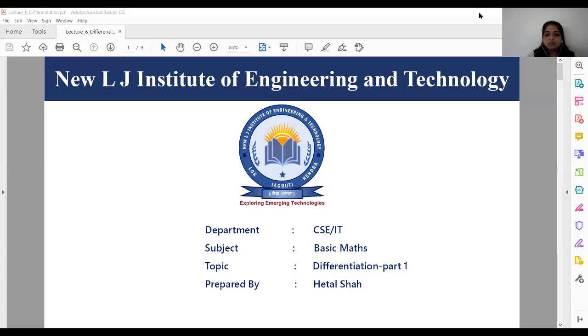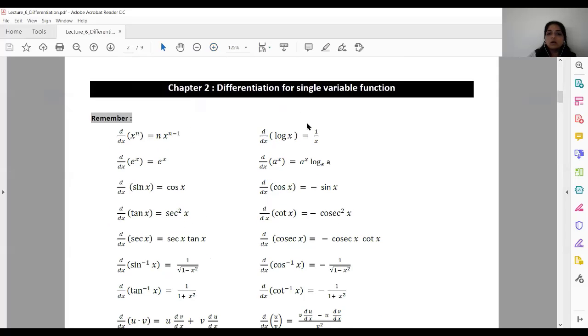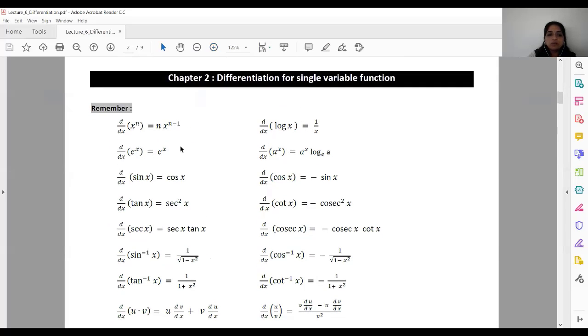So we can say that differentiation is nothing but a rate of change of one variable with respect to another variable, right? So let's take some formulas of differentiation. First is x raised to n, and its derivative is n x raised to n minus 1.